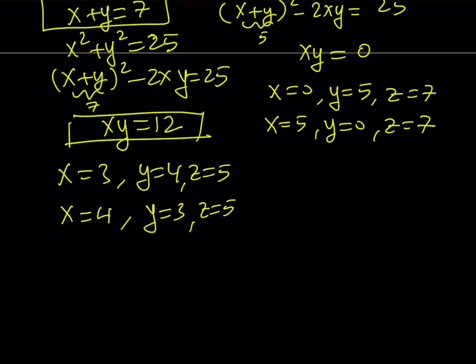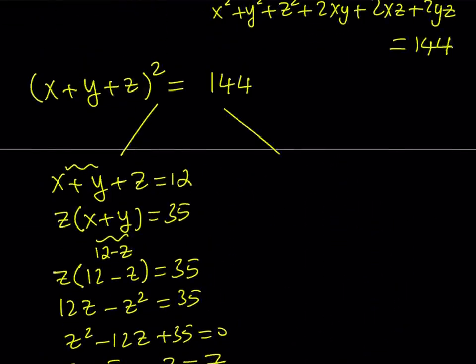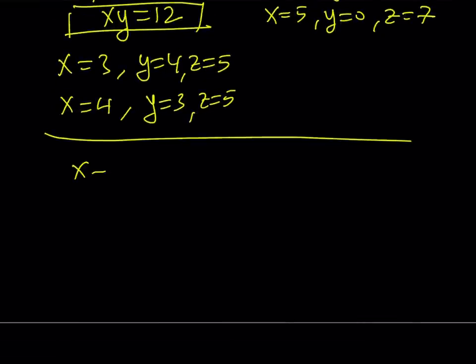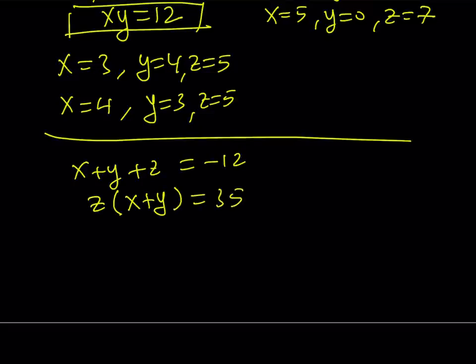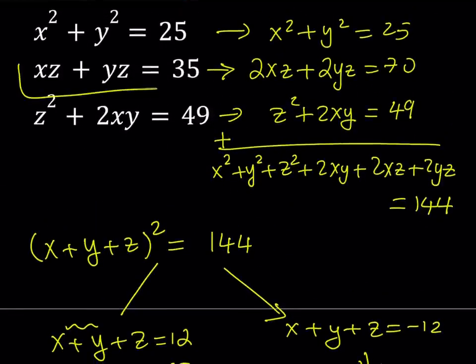sets of solutions. And now we have to look at the other scenario, the case where x plus y plus z is equal to negative 12. Let's go ahead and explore that down here and see what happens. So if x plus y plus z is equal to negative 12, from the second equation, remember we were able to write z times the quantity x plus y equals 35, because remember we had xz plus yz is equal to 35, and that's basically factorable.